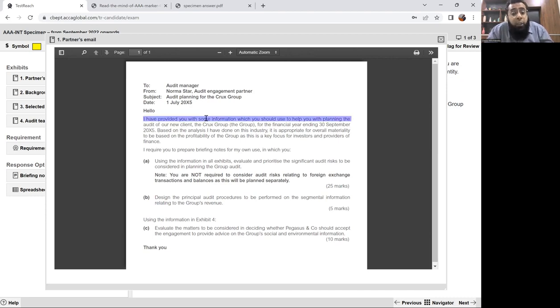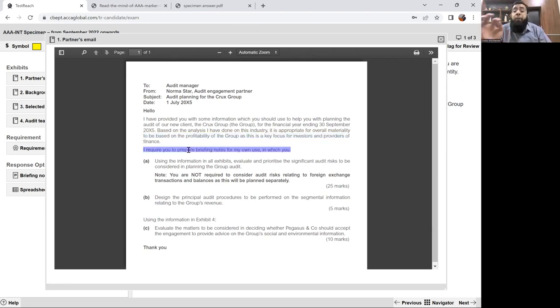Hello, I have provided you with some information which you should use to help you with planning the audit of our new client, the Crux Group, for the financial year ending 30th September 2005. So it is highlighted again that it is our new client. Based on the analysis I have done on this industry, it is appropriate for overall materiality to be based on profitability of the group, as this is the key focus for investors and providers of finance.